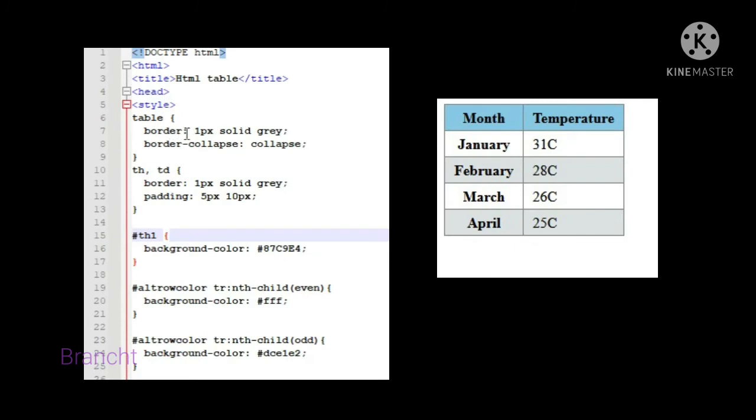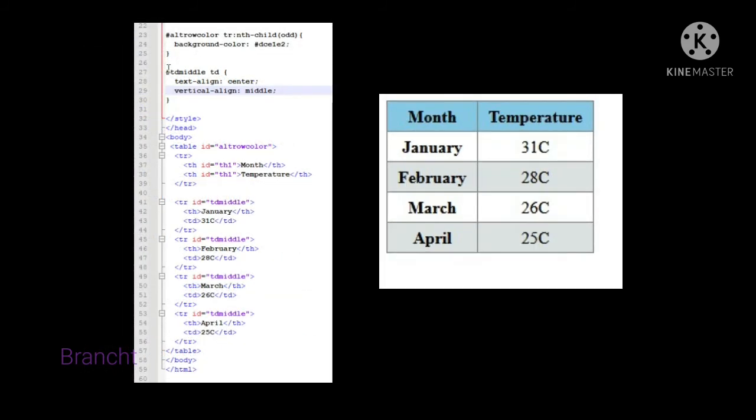The border size is too thick, so I'm just going to change it to 1 pixel. I want to center the cells that have the temperature degree, so I create an ID called td middle and align the text to the middle, and I'm going to apply each ID to each row.